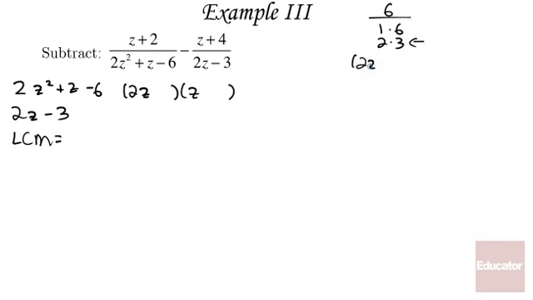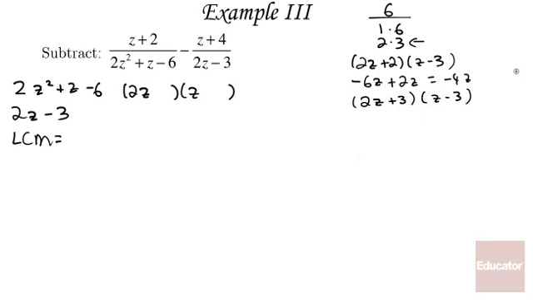And I could have 2z plus 2, and I could try z minus 3. I know the first terms work and the last terms work. Let's see about the middle terms. That would give me negative 6z plus 2z. That's negative 4z. That doesn't work. Okay, so let's try something else. 2z plus 3, z minus 2.